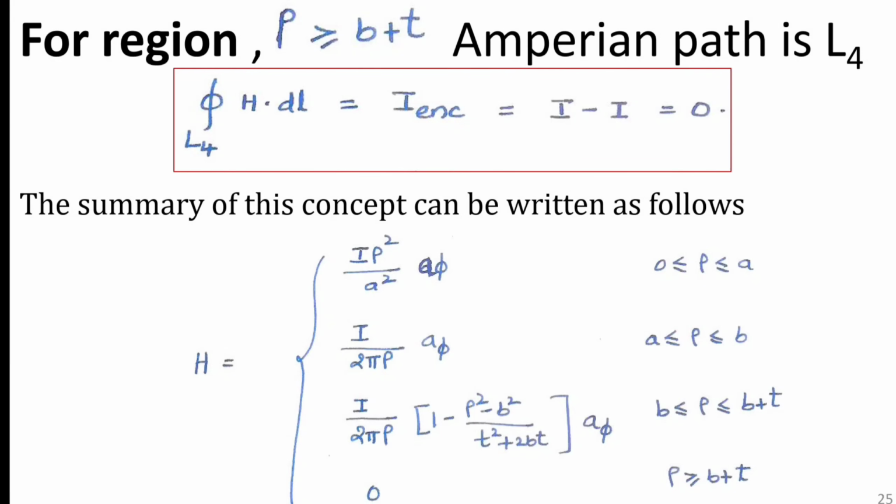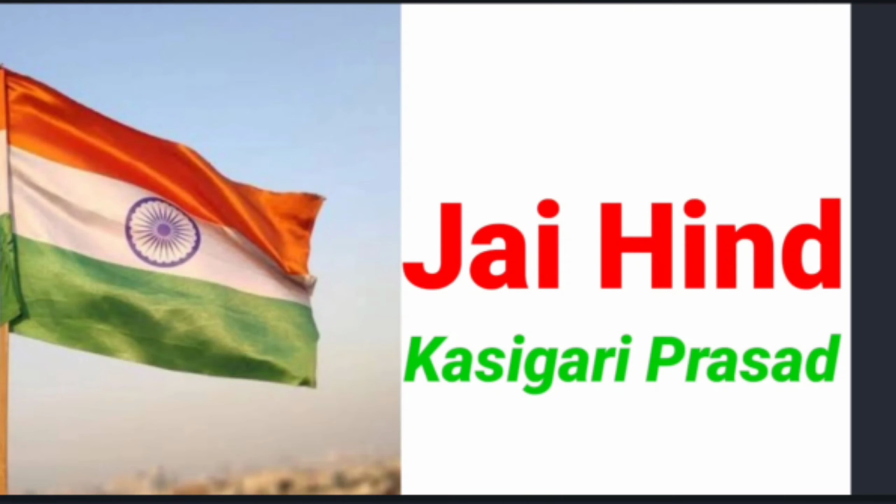So likewise we can determine the magnetic field produced for different categories of conductors, that means line, surface, sheet and coaxial cable. Thank you all for watching and listening and understanding the subject electromagnetic waves and transmission lines.